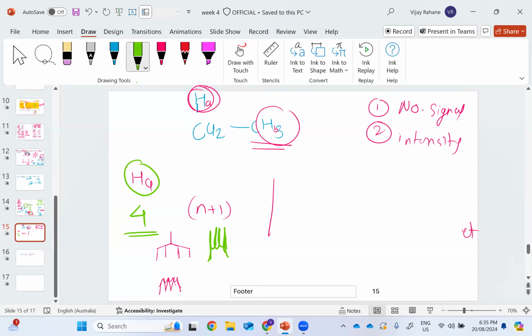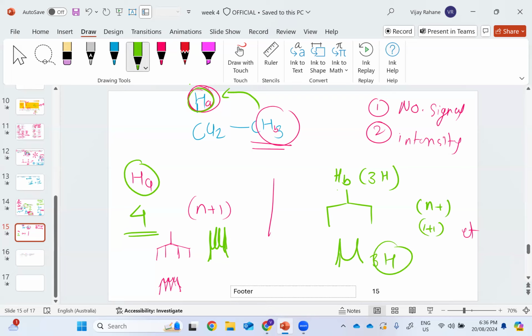Similarly, if you look at this CH3 group, Hb is due to three hydrogens, right? And these three hydrogens couple with only one hydrogen. So it will show n plus 1, where n is the coupling partner. Here n is equal to 1, so 1 plus 1, it will show only a doublet. So we get a doublet for the three hydrogens, and here a quartet for the one hydrogen.